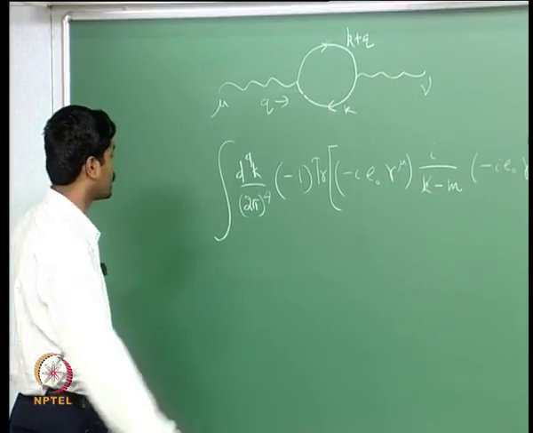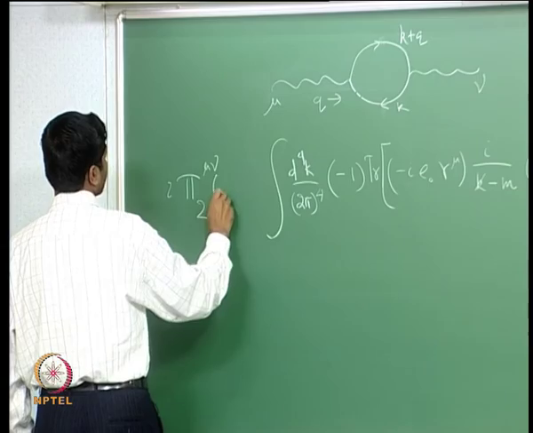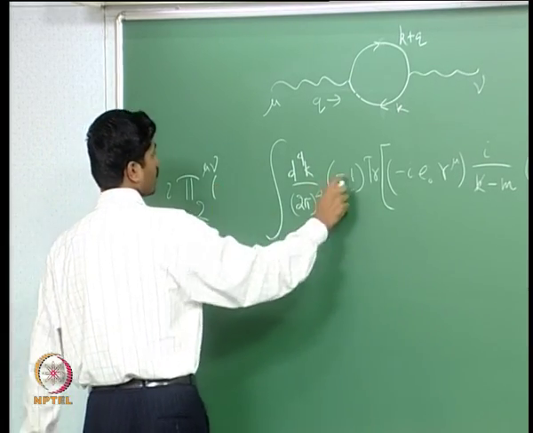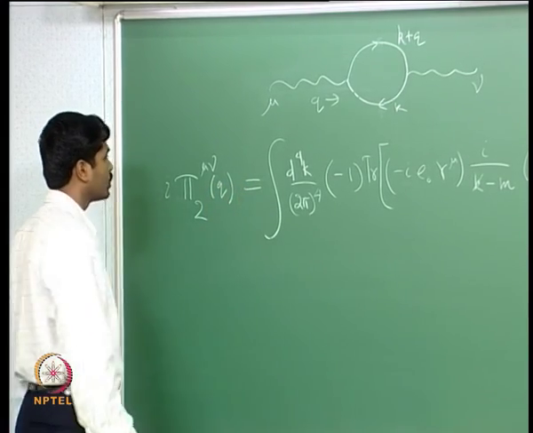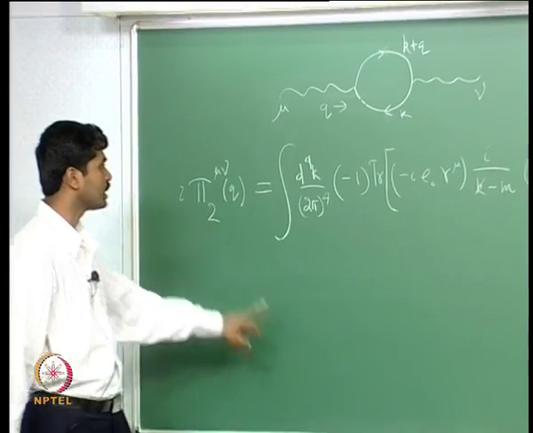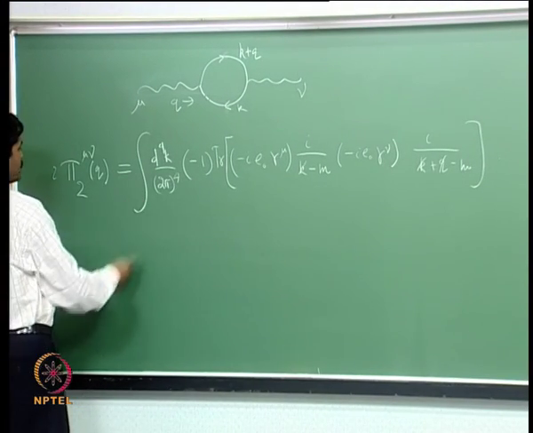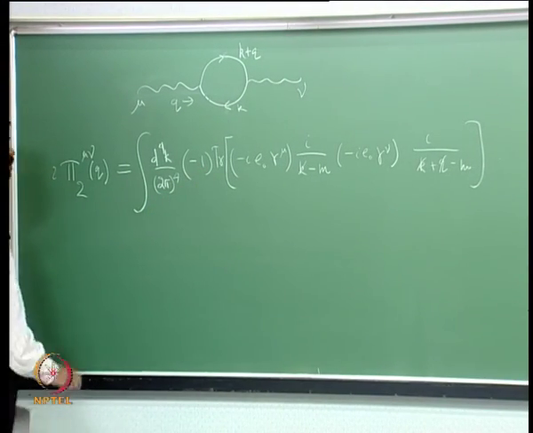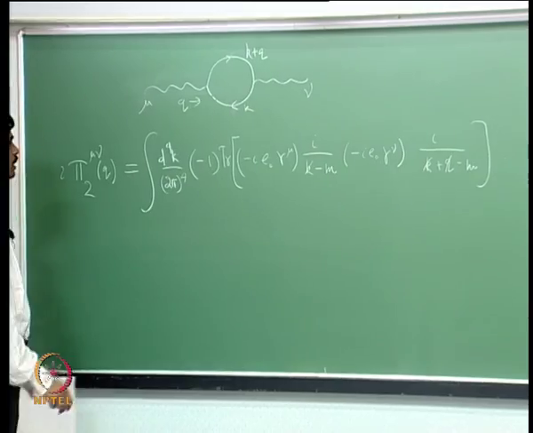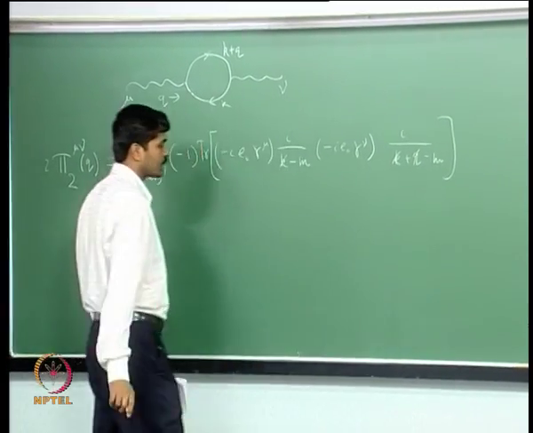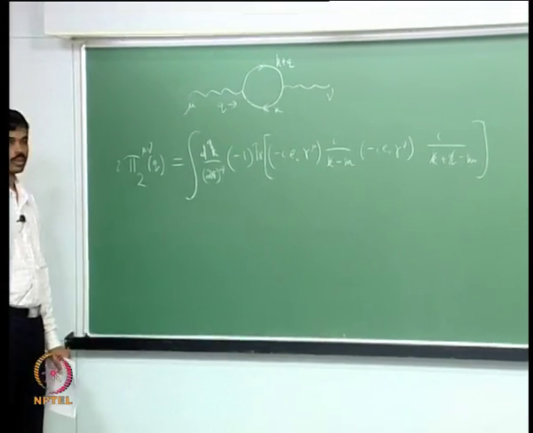I will denote this to be i pi_2^{mu nu}(q). If you integrate over k, the only thing that will be left is q. So, pi_2 will be a function of q, and as usual the 2 is because it is second order in e0, the contribution is of order e0 squared. That is why I denote it as pi_2. We will evaluate this diagram explicitly a little later. First, we will discuss the physics of such a contribution.